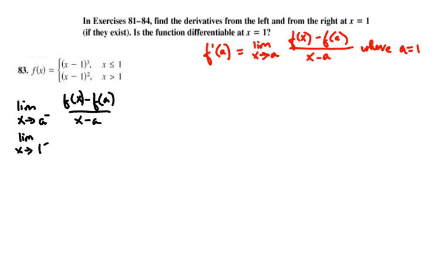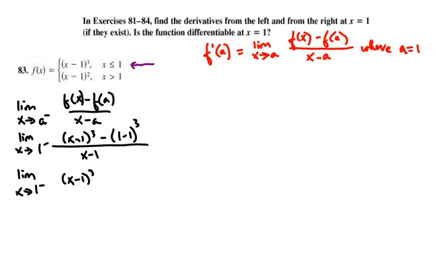Since we're approaching 1 from the left, all of our x values will be less than or equal to 1, and so we'll use the definition in the first branch. And f of x then is just x minus 1 to the third power, minus, now we want f of 1, and since x is going to equal 1, we get 1 minus 1 to the third power, which is just going to be 0, and that's all over the quantity x minus 1.